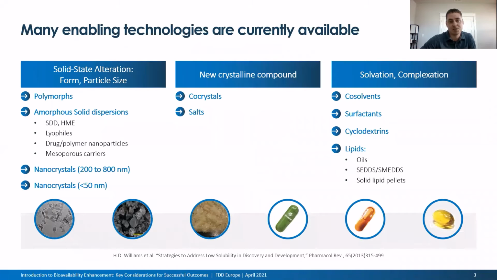And so many technologies are available to do this, starting with solid state alteration, whether that's a polymorph that has a higher solubility, amorphous systems such as amorphous solid dispersions, or even nanocrystals for size reduction, improved dissolution rate, and potentially solubility. We also can take a look at new crystalline compounds through solid form screening, which is now offered by Lonza, taking a look at things like co-crystals and salt forms. Or you can also explore solvation techniques such as lipid-based formulations for improving bioavailability.